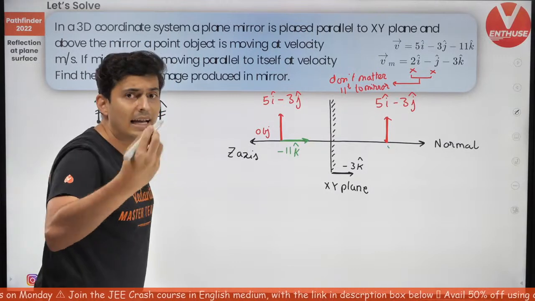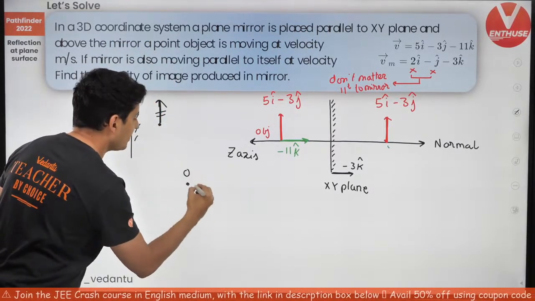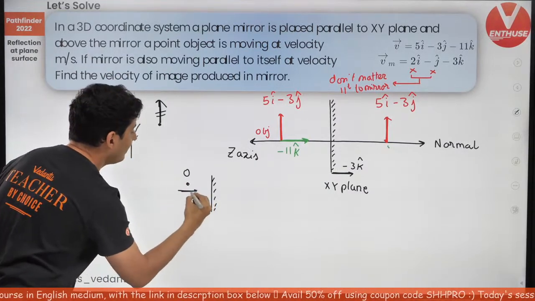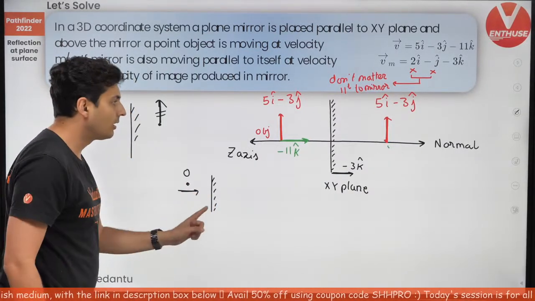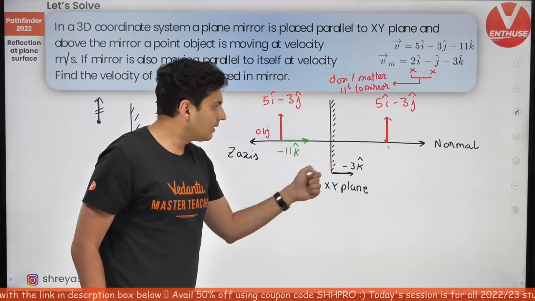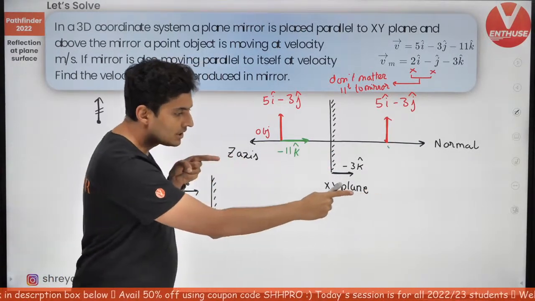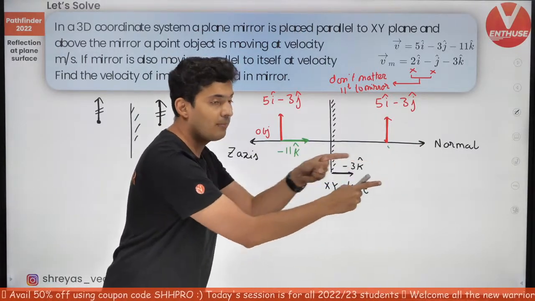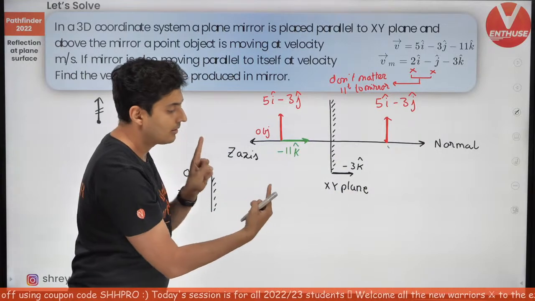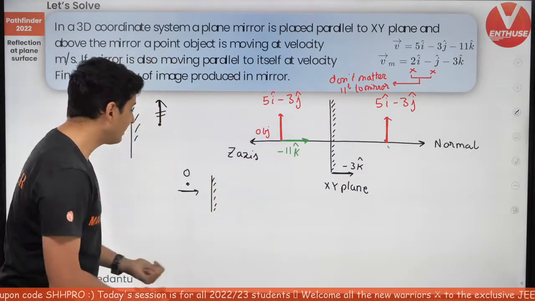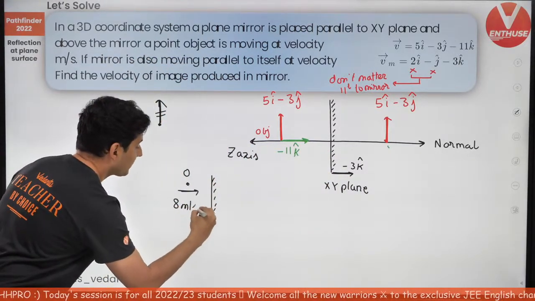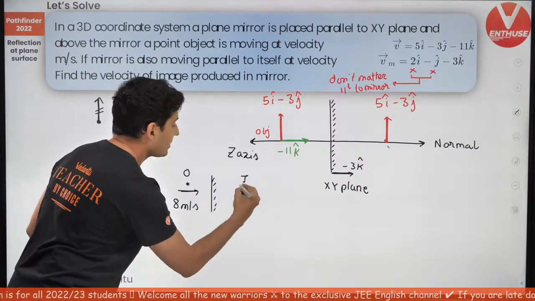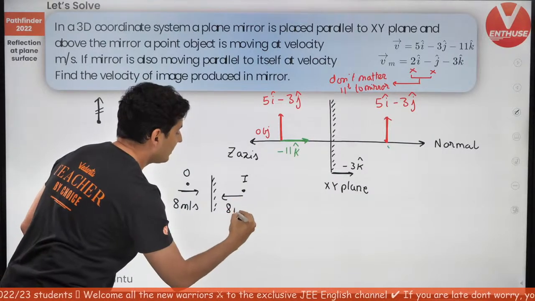Let's reevaluate the situation. The object is here. The mirror is here. So what will be the object's relative velocity with respect to the mirror? Object is moving with 11, mirror is moving with 3. What is the relative velocity between them, my warriors? Think about it. 11 minus 3, which is 8 meters per second. That means the image will move 8 meters per second.